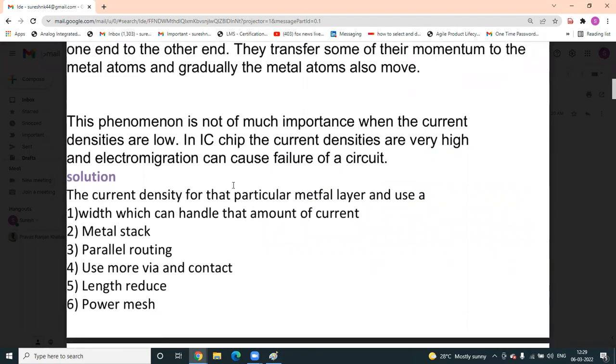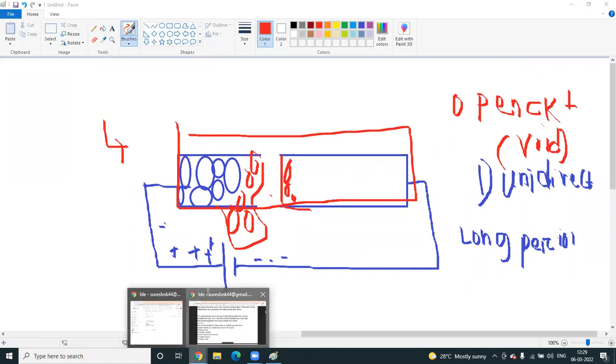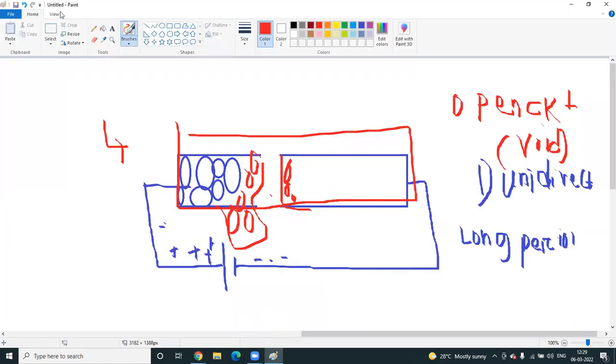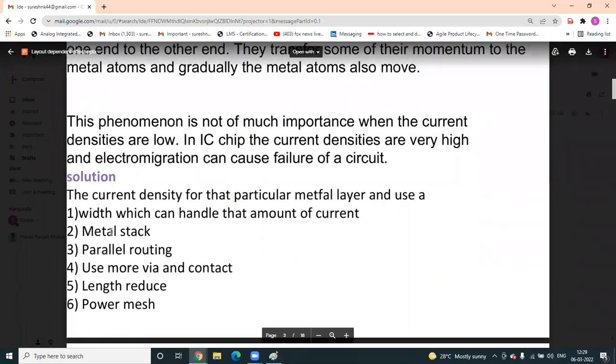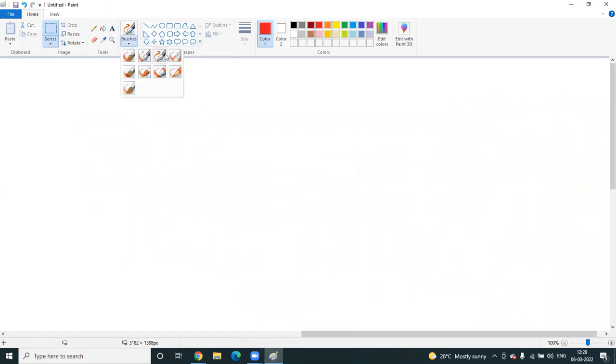So how to reduce it? First point I told you: increase the width. More width, as per your current rating, you have to place the width. Second point, metal stack. I will show you metal stack in the layout. Then parallel routing, use more contacts and vias. Power mesh, length reduce. What is this length reduce? All this I'll tell you now.